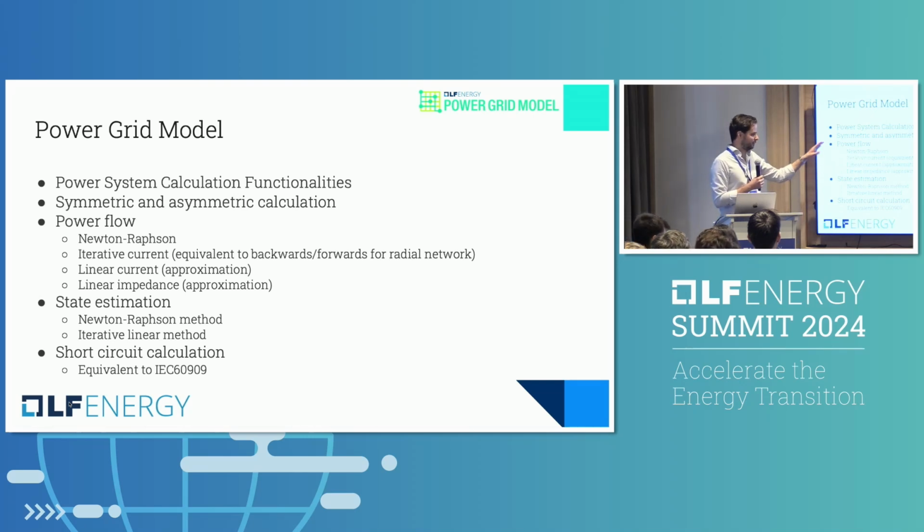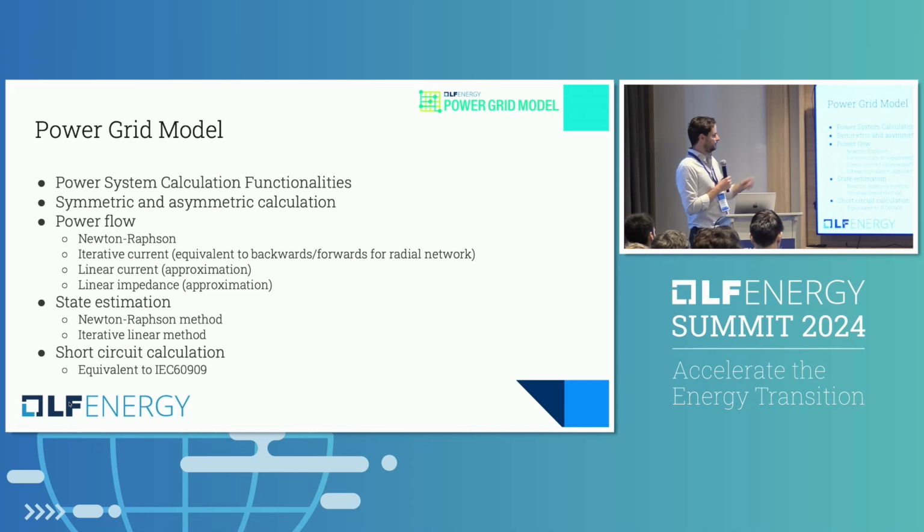And there are different types of calculations. So for power flow, we have four different algorithms. We have Newton-Raphson, which is the commonly used algorithm to solve these kinds of things. We have iterative current, which for radial networks is equivalent to the backward-forward method. That might be familiar to some of you.